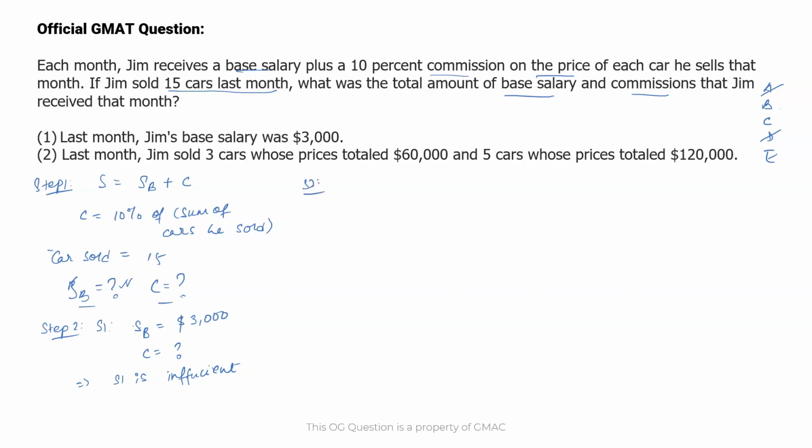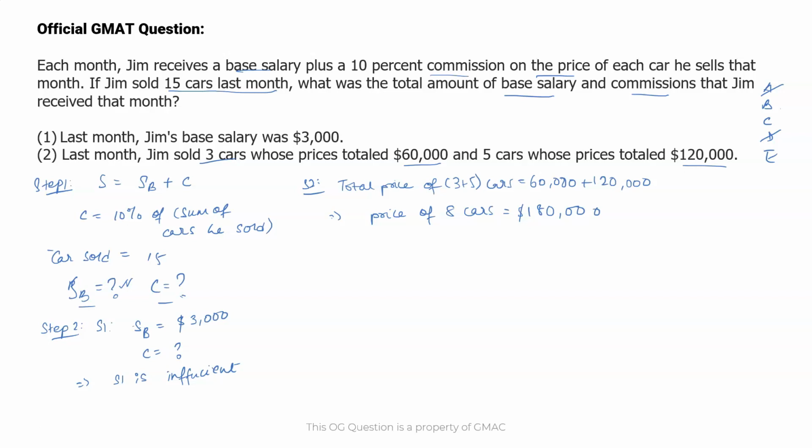Statement 2 tells us that Jim sold 3 cars whose price totaled $60,000 and 5 cars whose price totaled $120,000. So the total price of 3 plus 5 cars is equal to 60,000 plus 120,000. So the price of 8 cars is equal to $180,000.